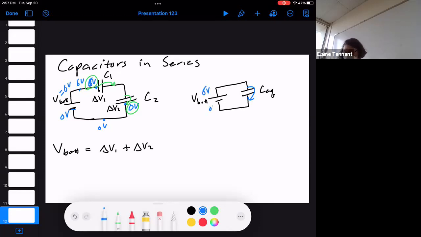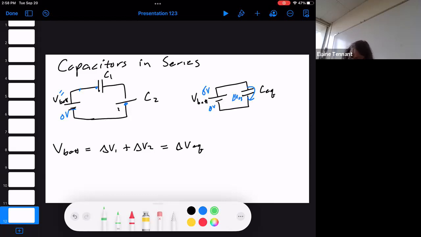So if that's 6 volts and that's 0 volts, what's my voltage across this equivalent capacitor? 6, perfect. So that's equal to delta V equivalent. Okay, excellent, that looks really good. So that's half it. And now let's look at our charge again.